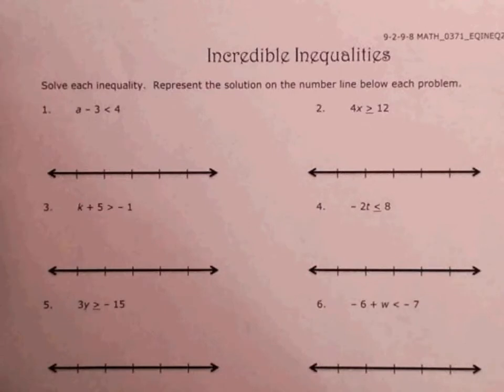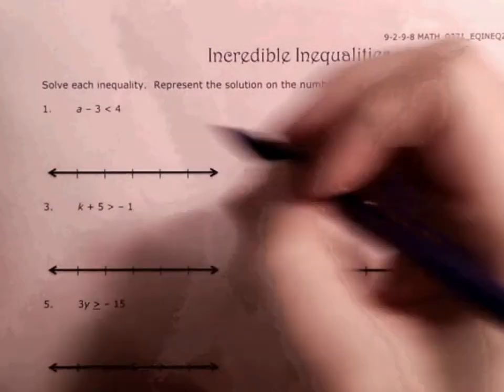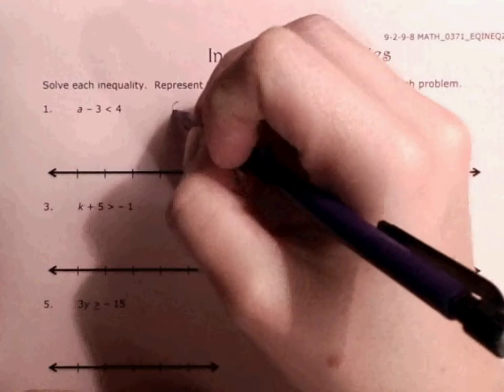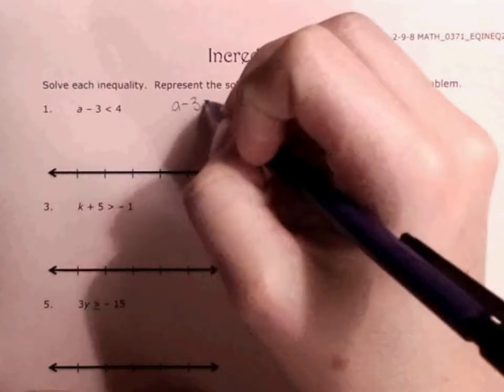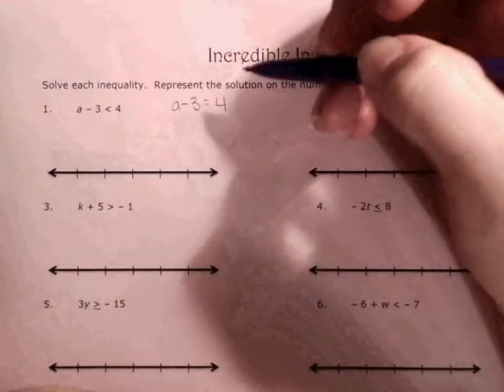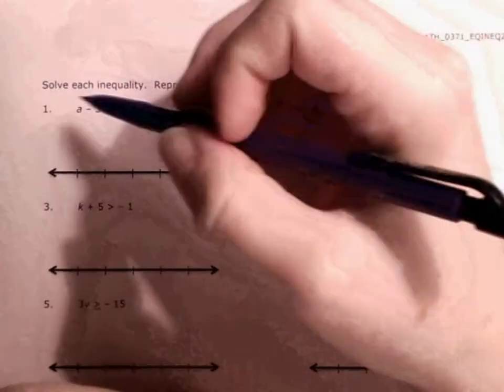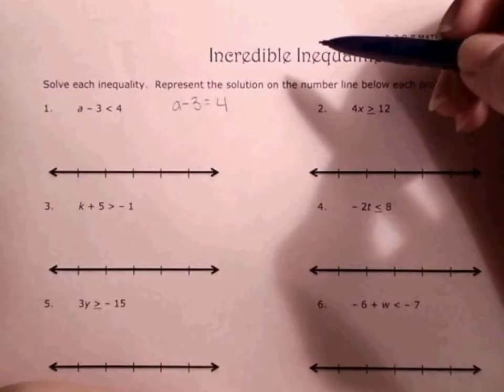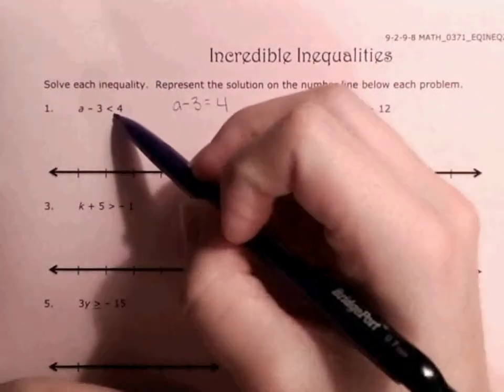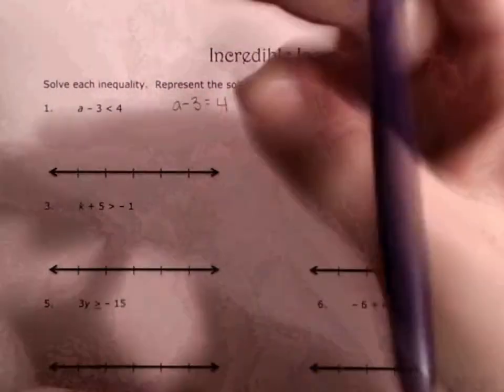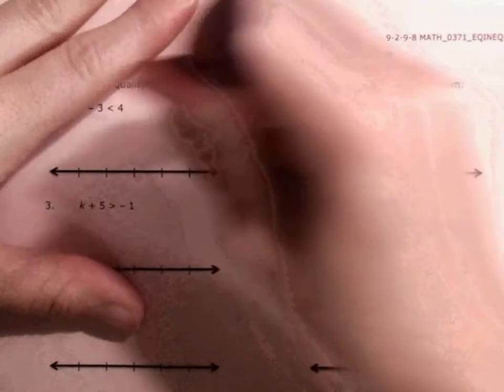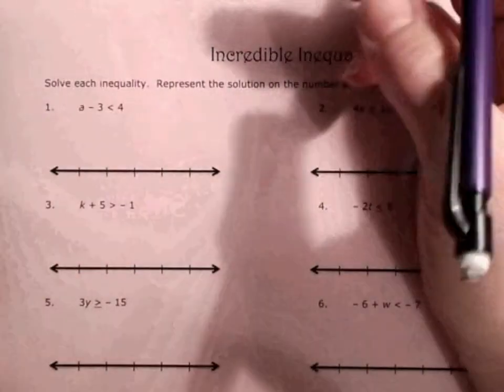When we're looking at 1, it says a minus 3 is less than 4. This week we were talking about when it's set as an equals equation, so a minus 3 equals 4. My students know how to solve this kind of problem. When you're looking at the inequality, I want you to solve it exactly the same way. The only thing that's different is that we have an inequality sign. So let's go ahead and solve it the normal way, and then I'll explain about the inequality sign.